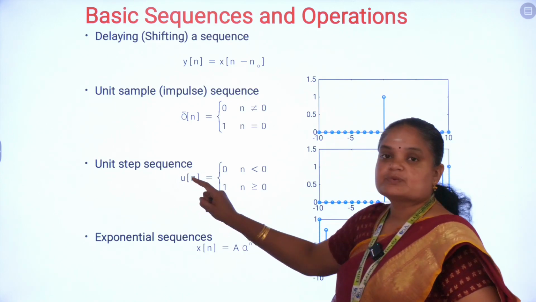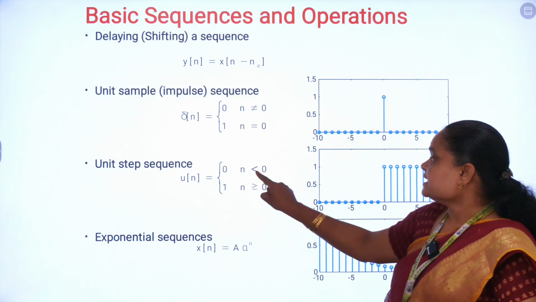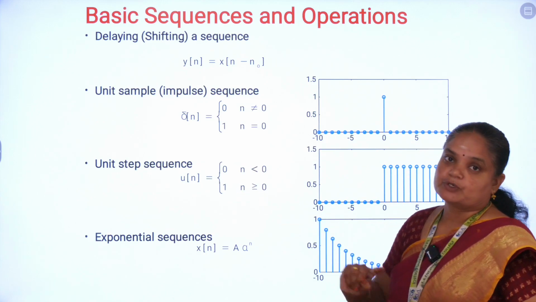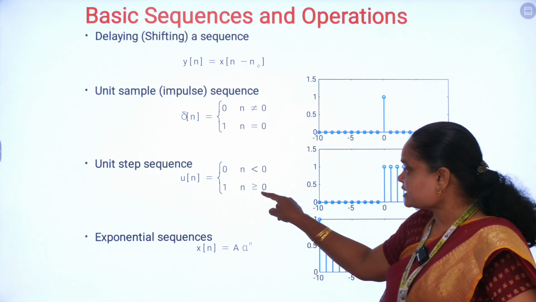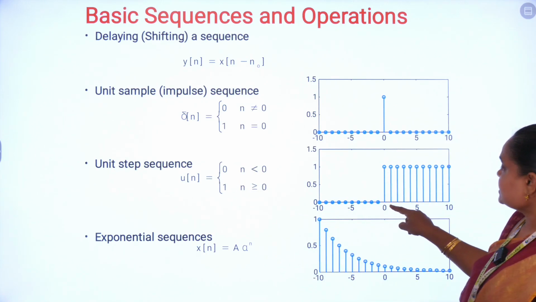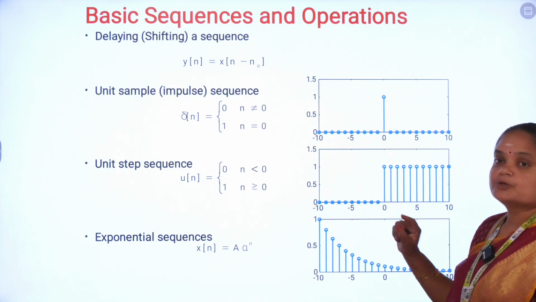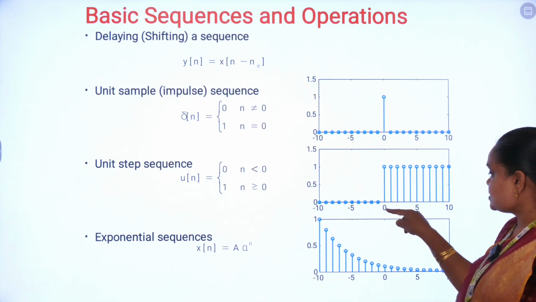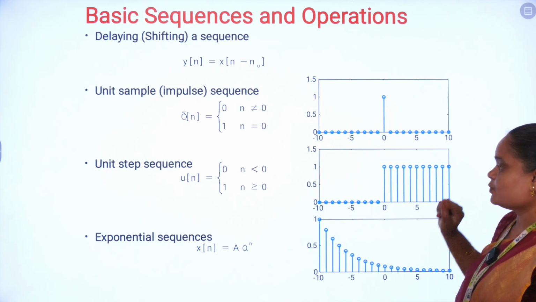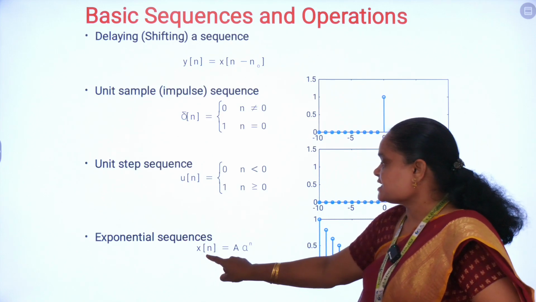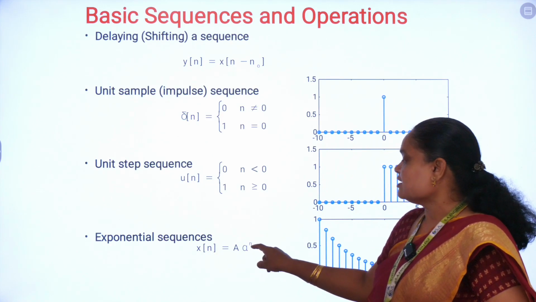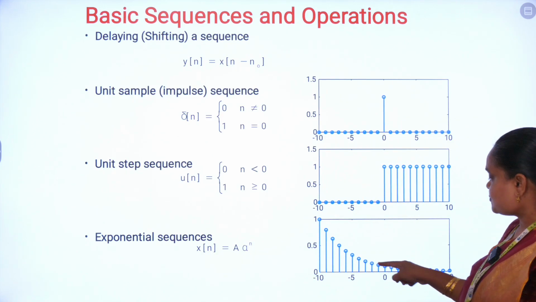The unit step sequence is represented as u of n. When n is less than 0, the output is 0. When n is greater than or equal to 0, the output is 1. See here, n is less than 0, output is 0, and for 0 or more than 0, the output is 1. Exponential sequence, x of n is equal to alpha to the power n. So this is in the exponential format.